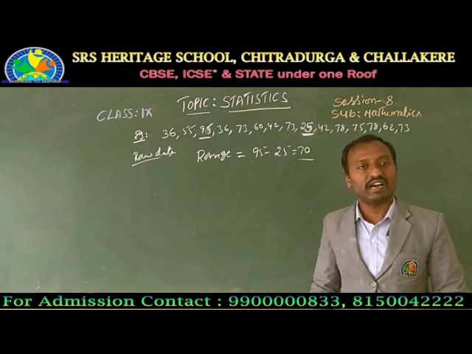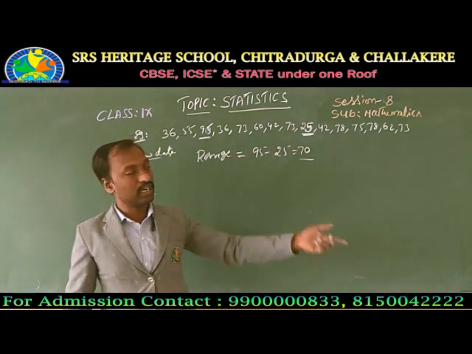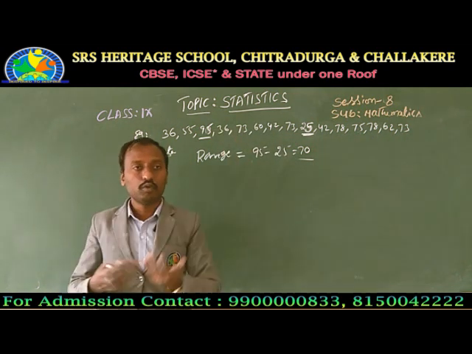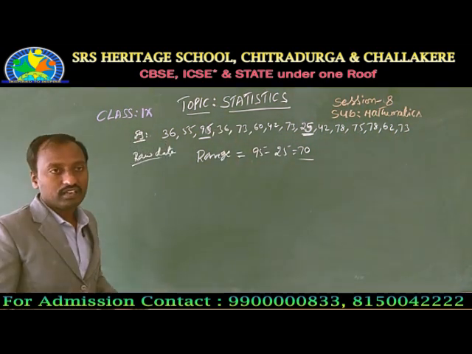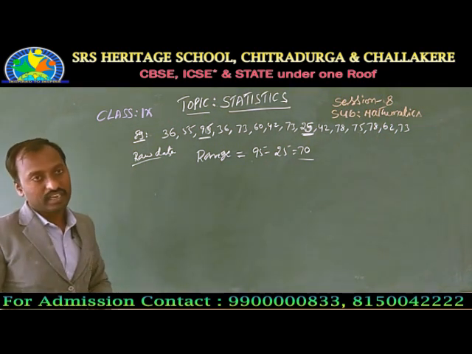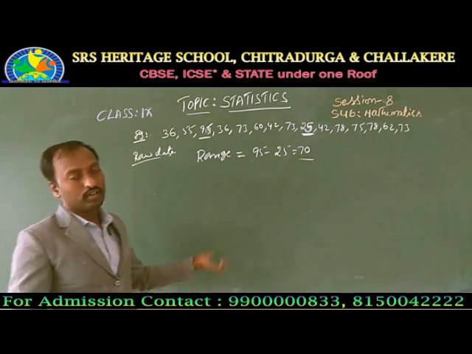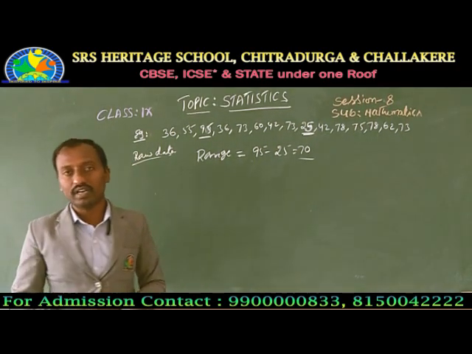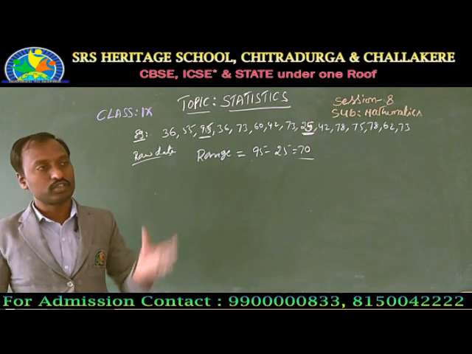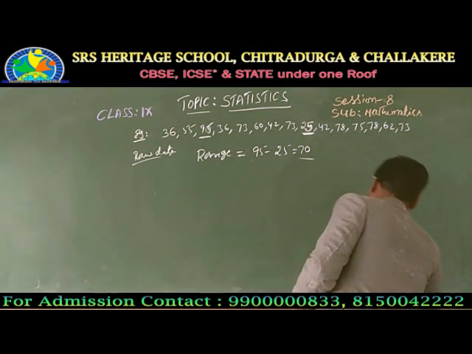To make the data easier to understand, this ungrouped raw data is written in a tabular form. That's what I'll write now. The tabular form is called the ungrouped frequency distribution table.